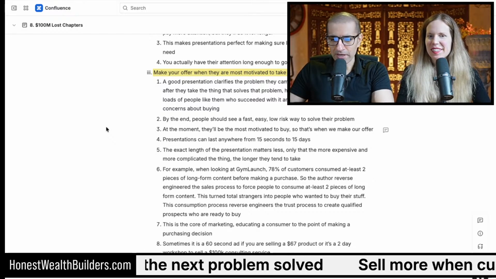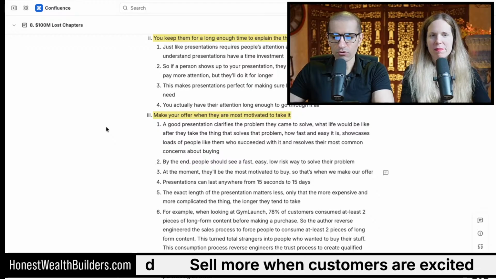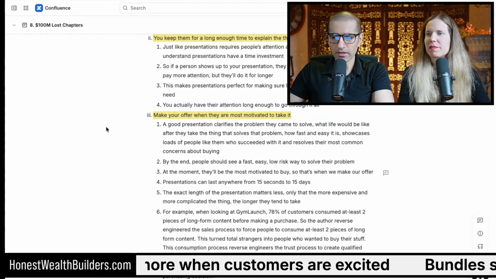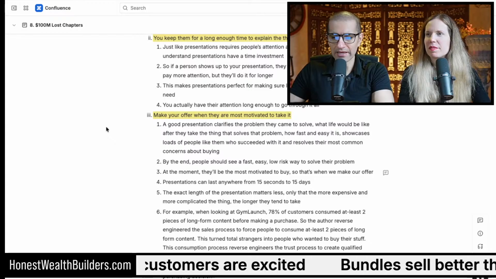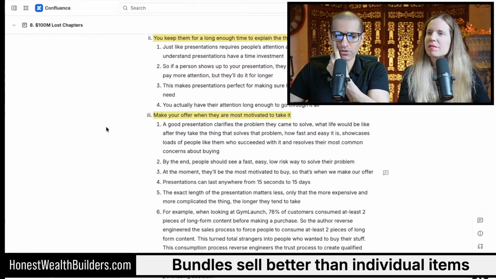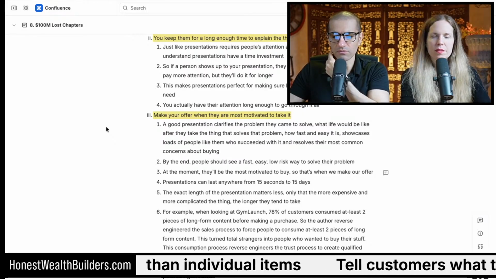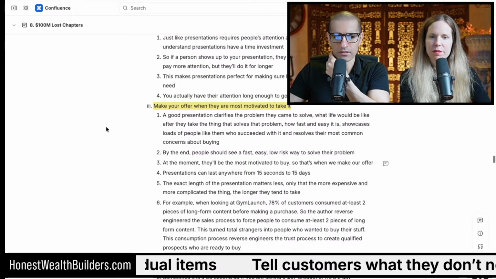All right. So make your offer when you are most motivated to take it. A good presentation clarifies the problem they came to solve, what life would be like after the thing that solves that problem, how fast and easy it is, showcases loads of people like them who succeeded with it, and resolves their most common concerns in buying.